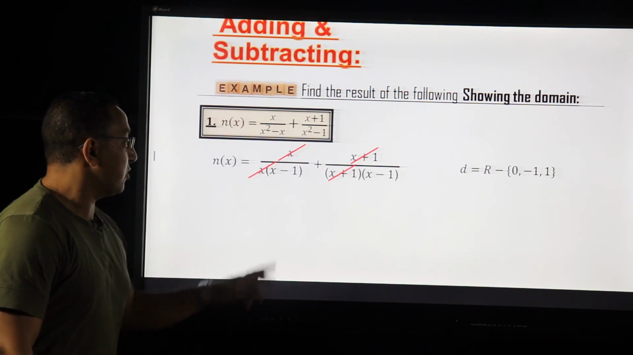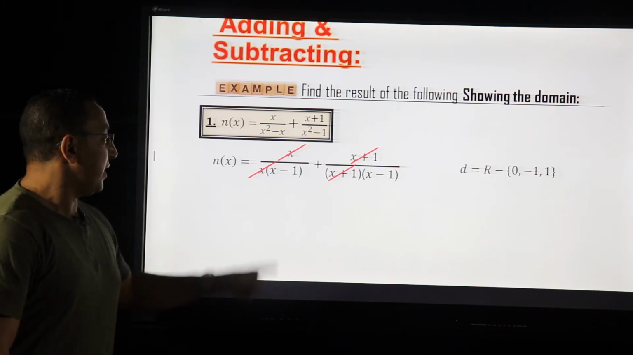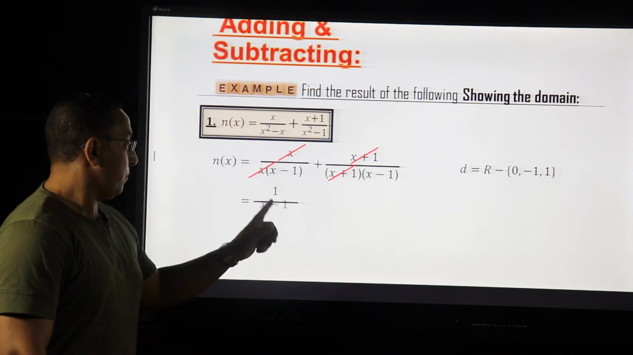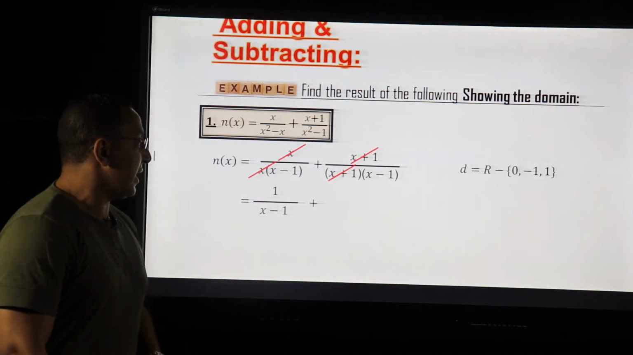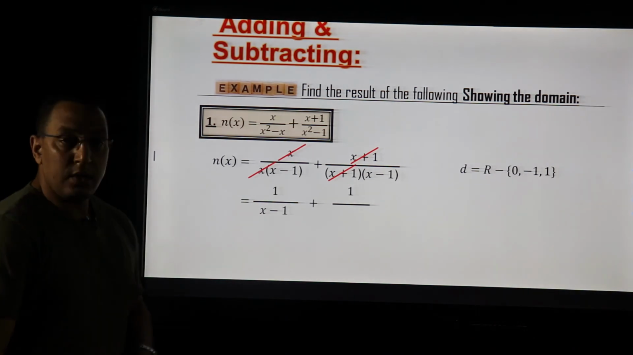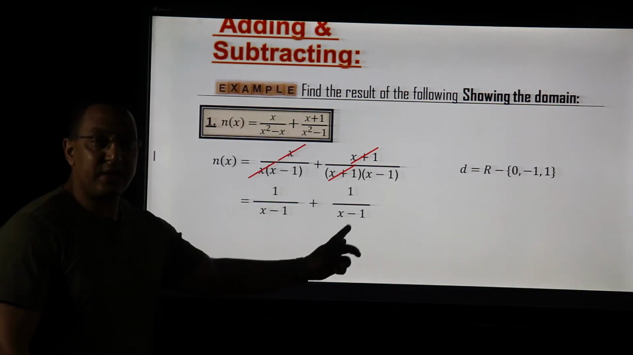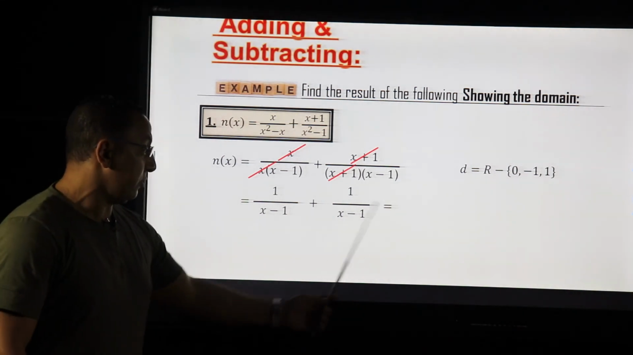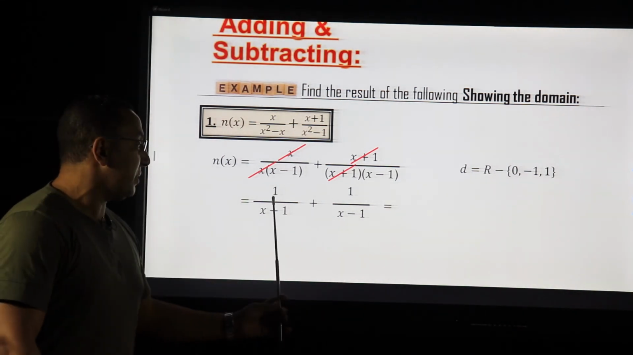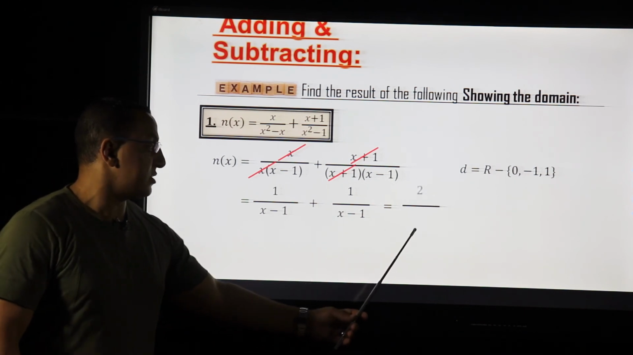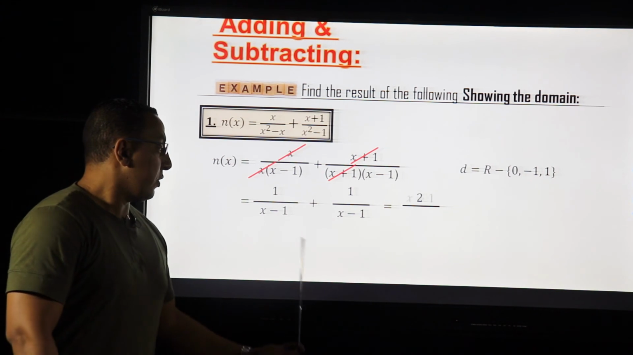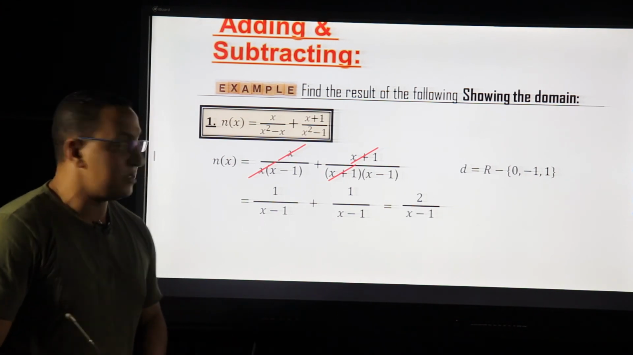So the first fraction will be x over x minus 1 plus 1 over x minus 1. Because we have a common denominator, I write down the same denominator and add the numerators. So it will be 2 over x minus 1. The 2 comes from 1 plus 1 equals 2, and the denominator is x minus 1.